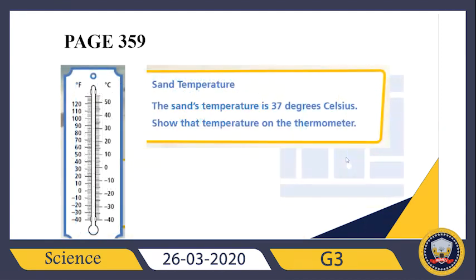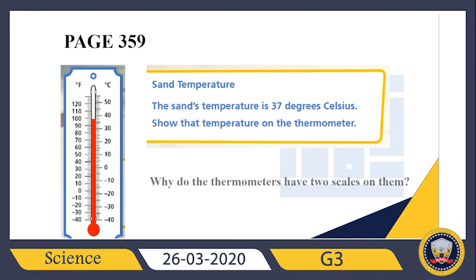Good. What about sand temperature? It says the sand's temperature is 37 degrees Celsius. Show that temperature on the thermometer. In accordance with Celsius, I need to check the right side. Right now, I need to put my line until 37 degrees Celsius. It's between 30 and 40. And I know this longer line represents 35. So it should be longer than 35. If I want to color it, I'll color it until 37.